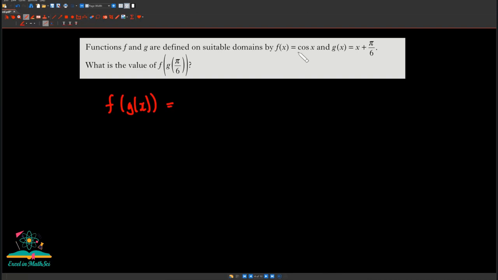So our f of x is this. So we substitute this in for x. So that would give us cos of x plus pi over 6.